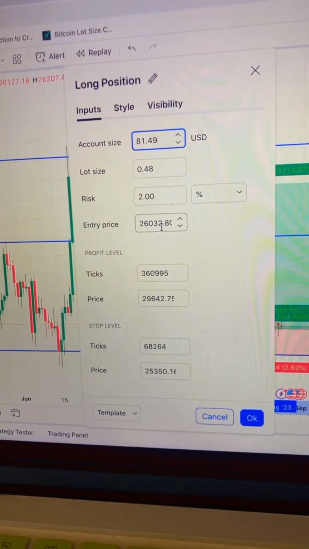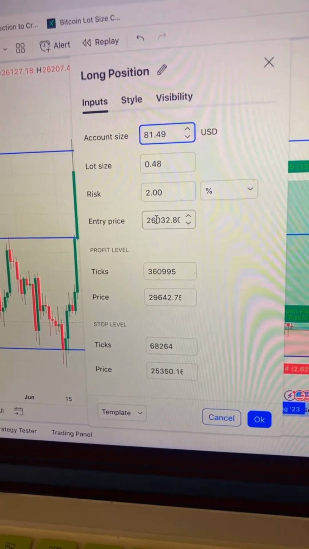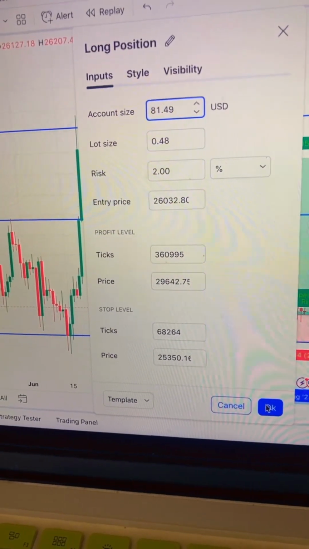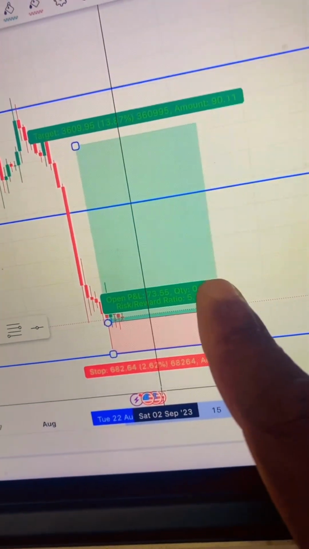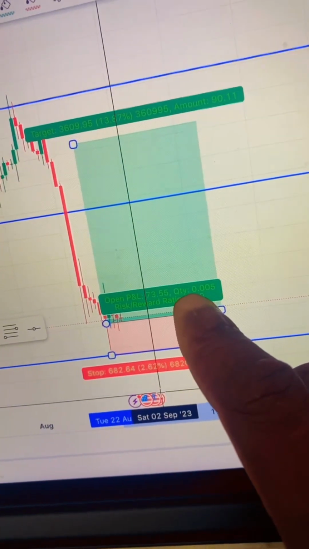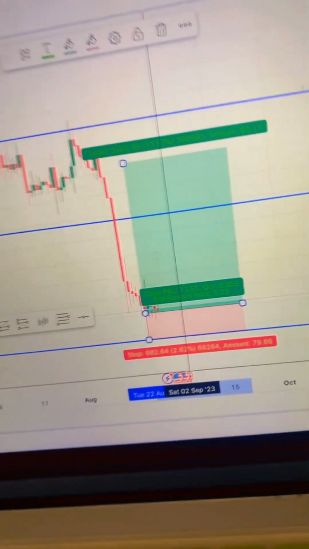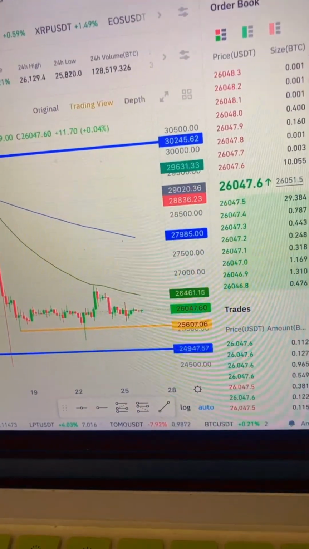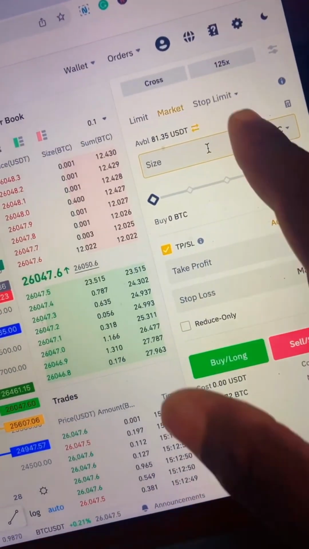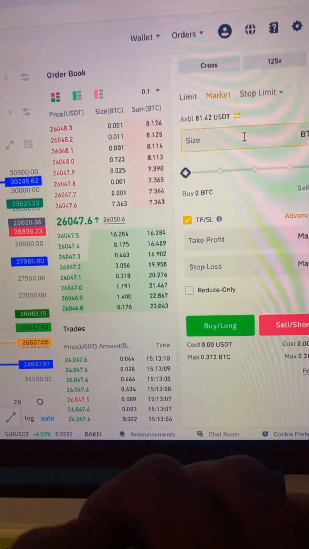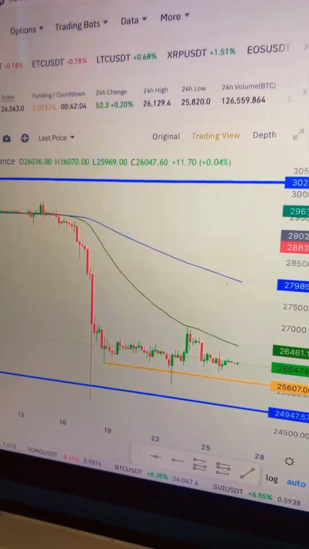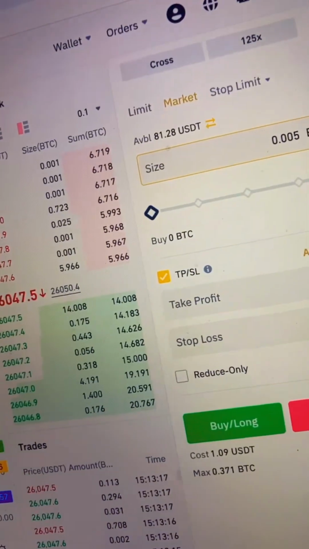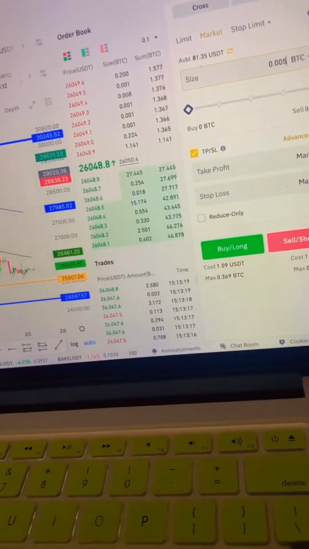When we enter the figures, our entry still remains the same. Then we just click on OK. When we click on OK, you see how much we are going to buy in USDT: 0.005. So I'll go to my account, then I'll enter the cost. You see the other box, we have the cost to be 0.005. Have you seen how much I've entered? Now we know our take profit.